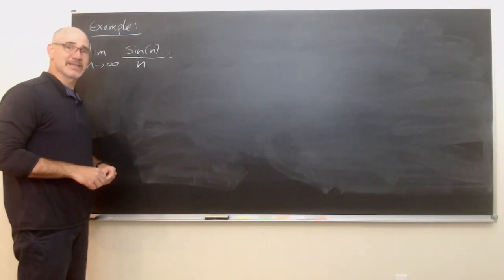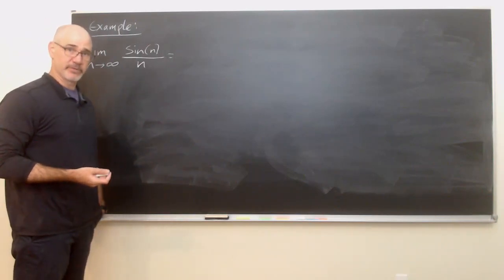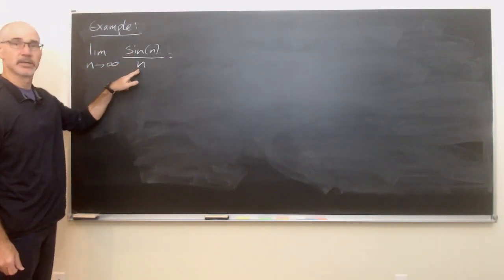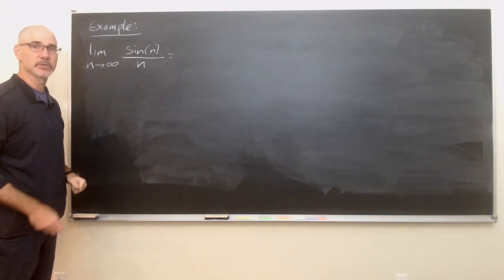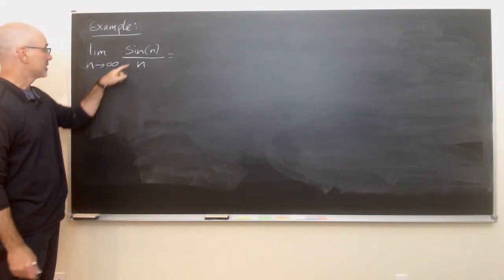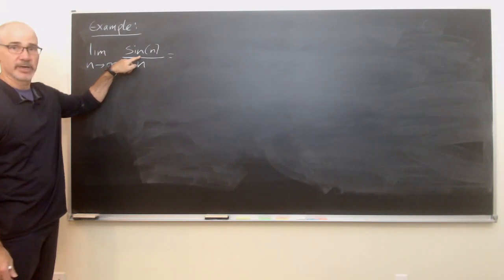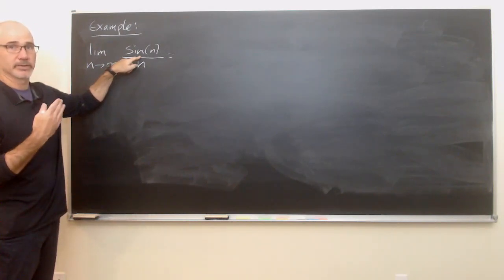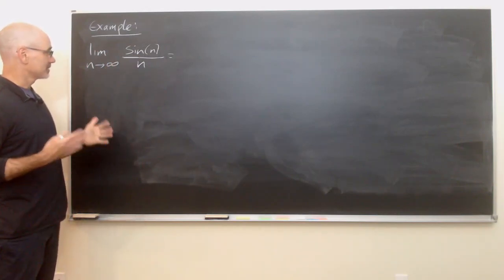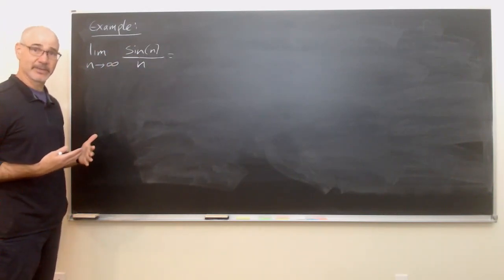Okay, so the second limit that you were asked to try in the pre-video notes is this limit, the limit of sine of n over n as n goes to infinity. This one can be a little tricky at first because sine of n is a periodic function and it bounces around between positive and negative values. So that at first might look like we're not going to have a limit.